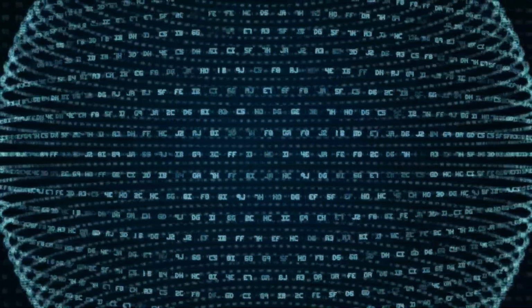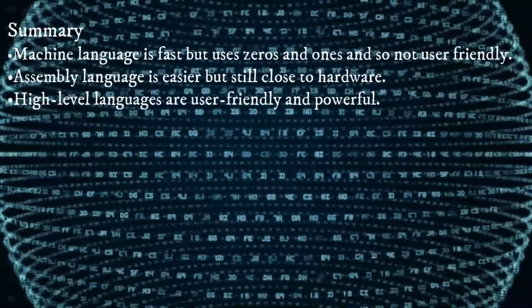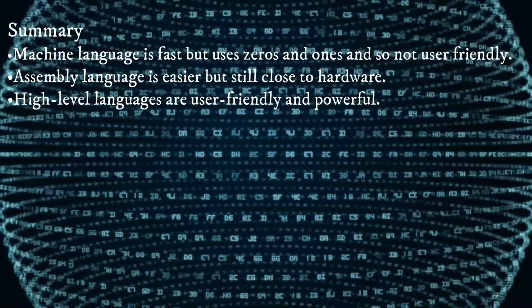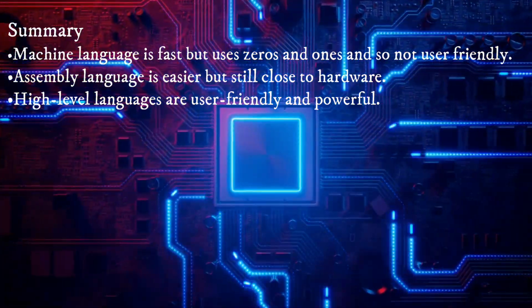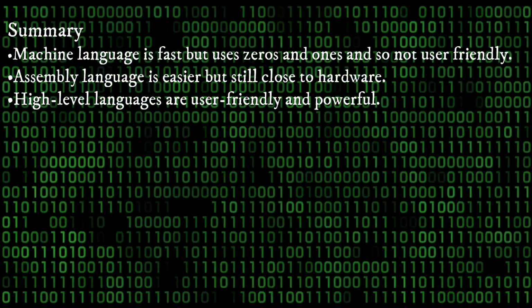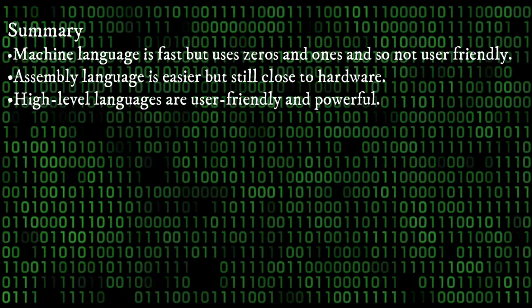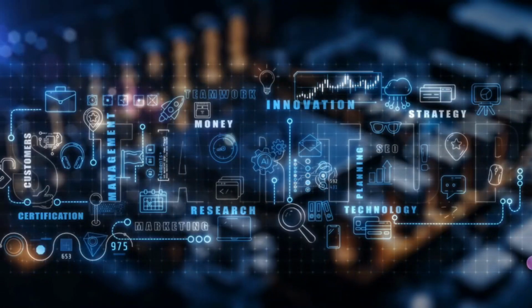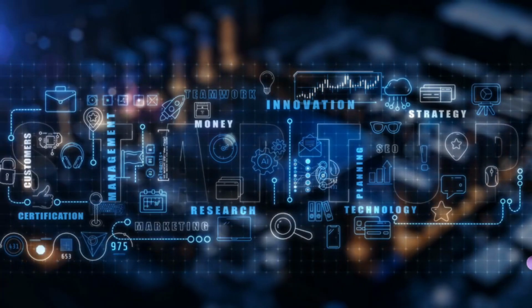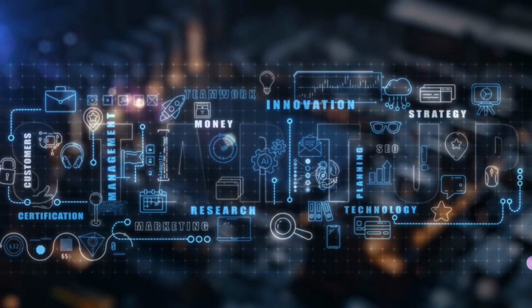So, to summarize, machine language is fast but uses zeros and ones, and so, not user-friendly. Assembly language is easier but still close to hardware. High-level languages are user-friendly and powerful. Now let's look at some examples of popular high-level languages. Examples include Python, Java, C++, JavaScript, and many more. High-level languages are popular because they save time, reduce errors, and allow programmers to build complex applications such as websites, mobile apps, games, and artificial intelligence systems.